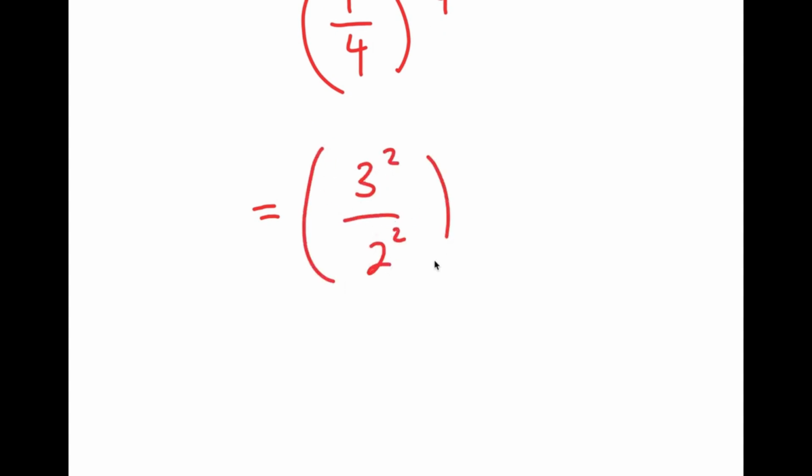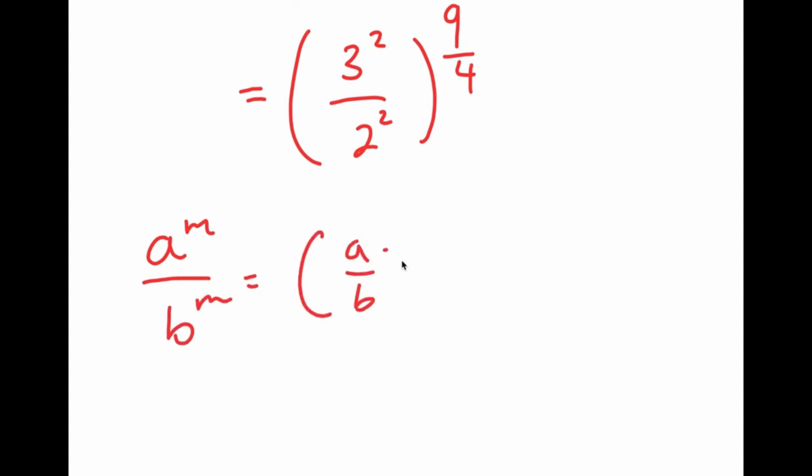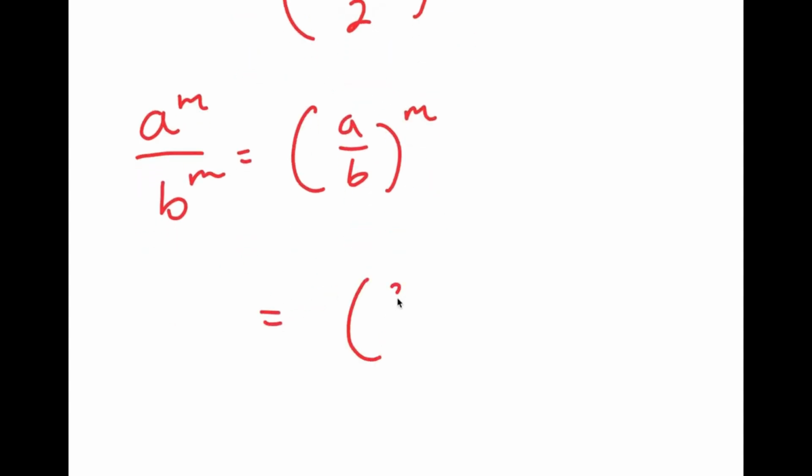Alright, so in this video, I'm going to solve the problem (9/4)^(9/4). So to solve this, I'm going to first rewrite this as (3²/2²)^(9/4). And if I have something in the form a^m over b^m, this is equal to (a/b)^m. So 3² over 2² is going to equal (3/2)², and I still have this to the power of 9/4.